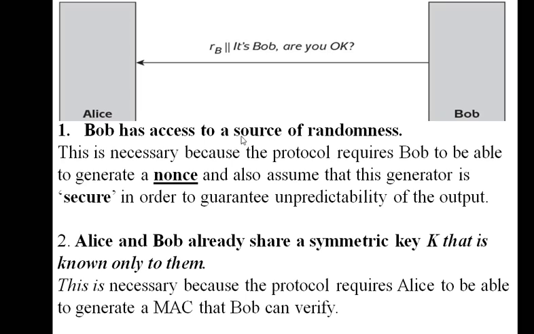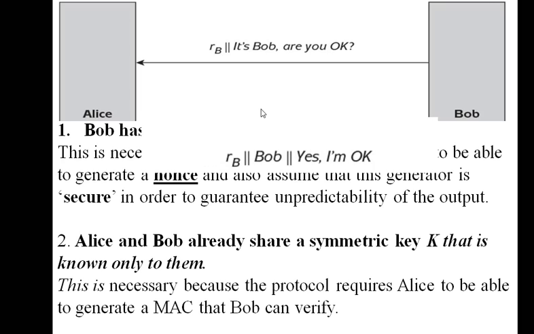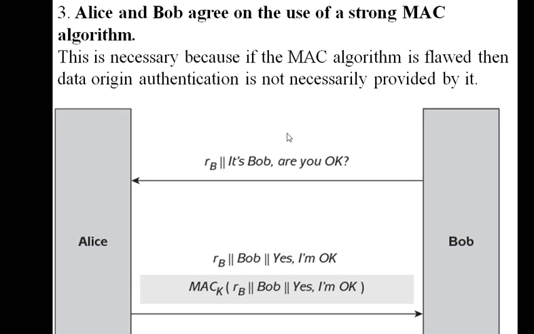See here, Bob has access to a source of randomness. RB means what? Randomness of Bob. Alice and Bob already share a symmetric key that is known only to them. And Alice and Bob agree on the use of a strong MAC algorithm, message authentication.